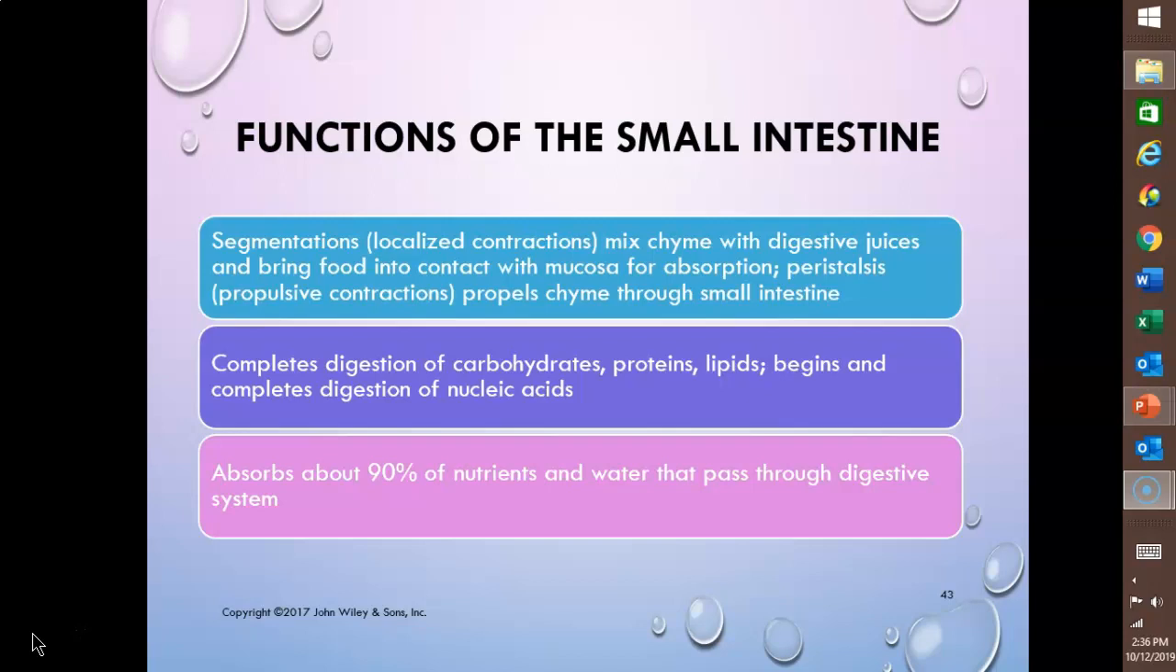After most of the meal has been absorbed, the distension is lessened in the wall of the intestine and segmentation stops, and that's where peristalsis begins. Peristalsis is a propelling action that propels the chyme through the small intestine. This slowly migrates down the small intestine, reaching the end of the ileum in about 90 to 120 minutes after food reaches the small intestine.